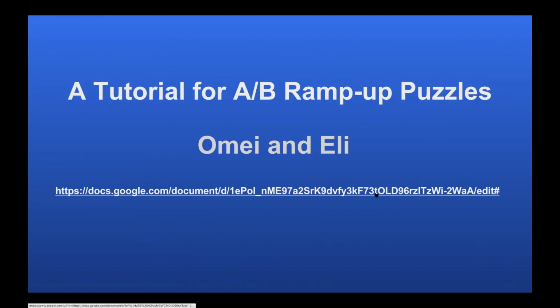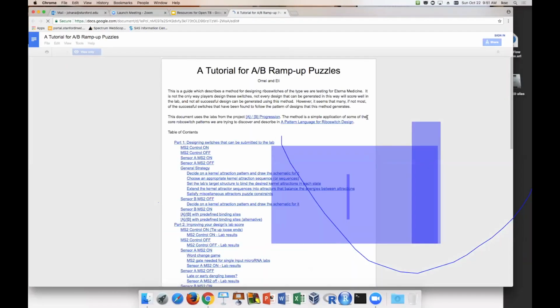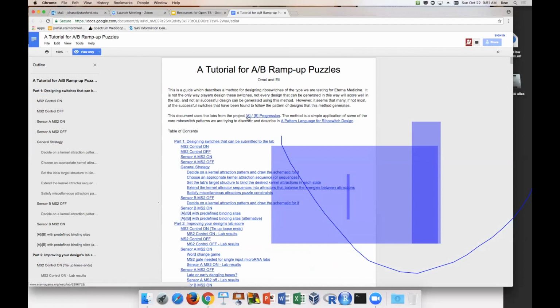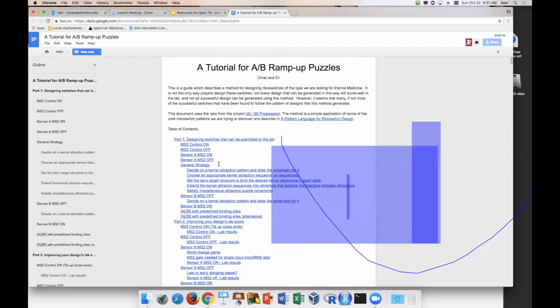I put a link to this on my profile page on EteRNA if anybody wants to go back to this, any new players especially. This guide was from Omi and Eli from probably a couple years ago. I don't remember exactly. This is what got me considering these oligos.